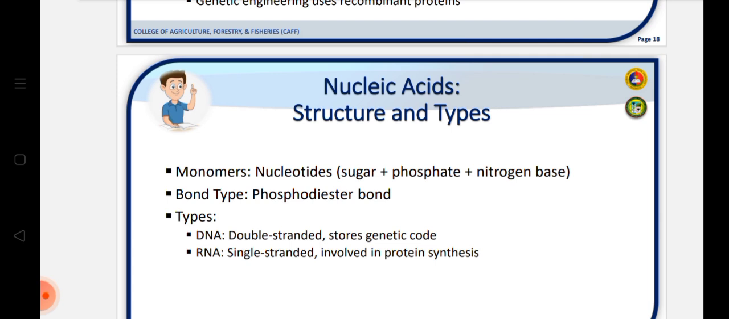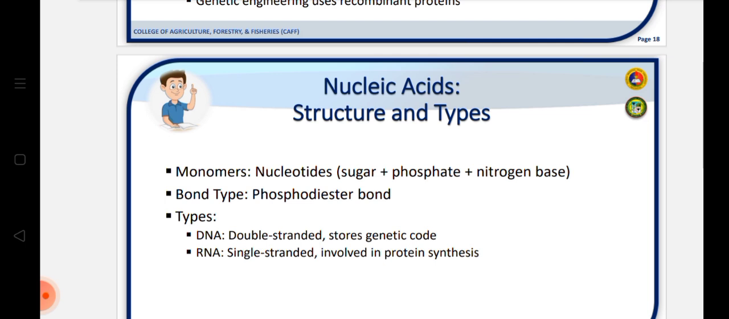Then sa lipids, we have ester linkages or ester bonds. And then sa proteins, we have peptide bonds. And then finally, sa nucleic acids, we have phosphodiester bonds. So these nucleotides are linked by phosphodiester bonds, forming long chains that encode biological instructions.